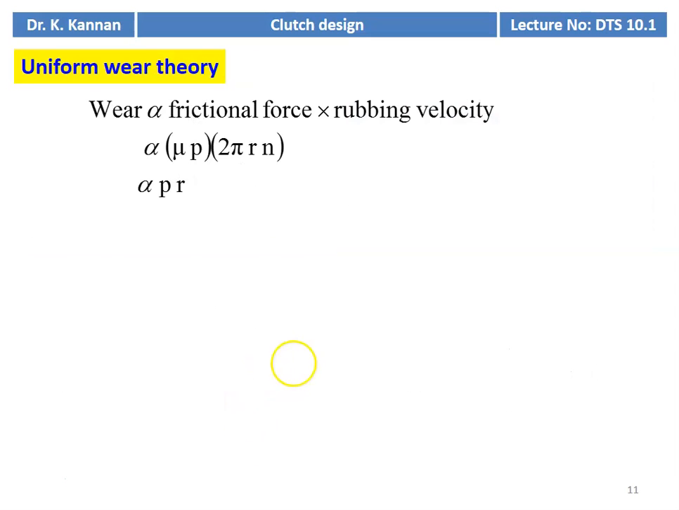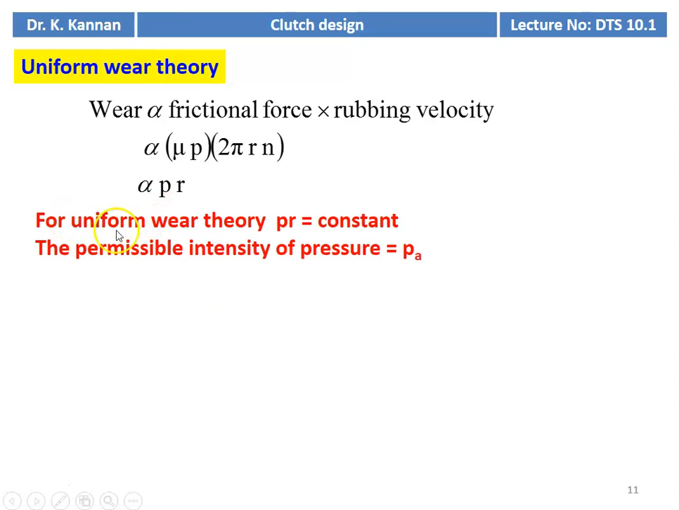Then uniform wear theory. So, the wear is proportional to friction force into rubbing velocity. The friction force is mu P and rubbing velocity is 2 pi r into n, which is proportional to P into R, because other values are constant. Mu is constant, 2 pi n, everything is constant. The only variable parameters are the intensity of pressure and the radius of the elemental ring. Then for uniform wear theory, P R equal to constant.